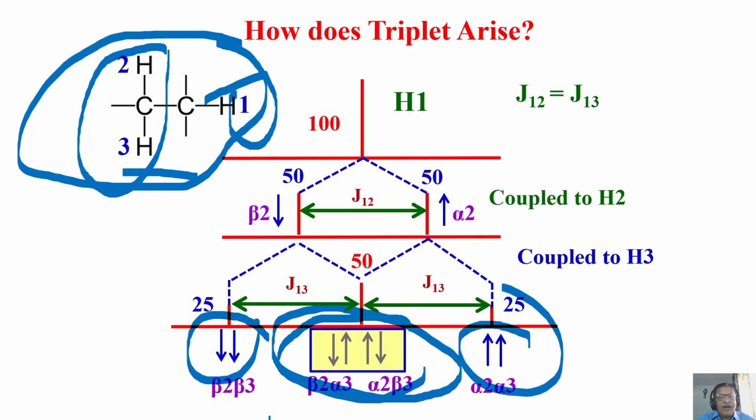When any proton or group of protons, it need not be a single proton, it could be CH3, CH, CH, anything, is coupled to two equivalent spins like CH2, the splitting pattern will always be a triplet. Remember, this will always be a triplet. So this is what I just wanted to tell you about this.